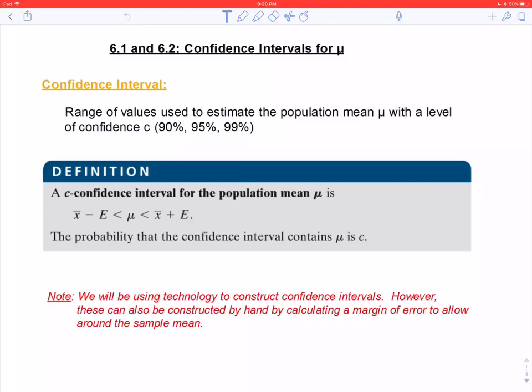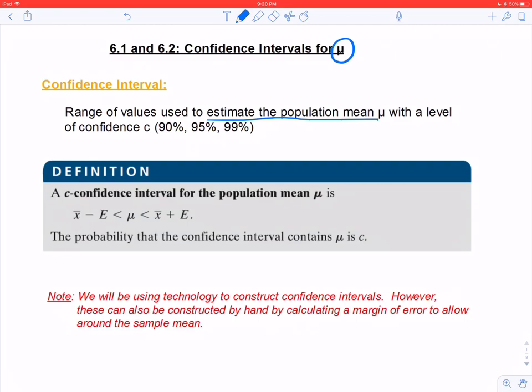In Chapter 6, this is all going to be about constructing confidence intervals. And confidence intervals are simply tools that we use to estimate a population parameter. All right, and in this case, we're going to focus on estimating the value of mu, which of course we know is our population mean.